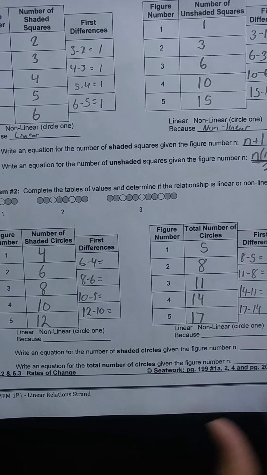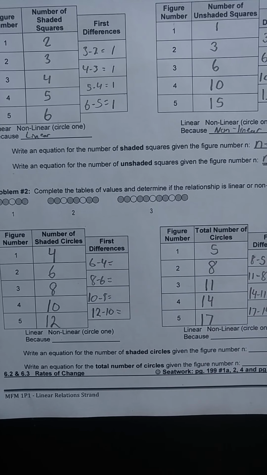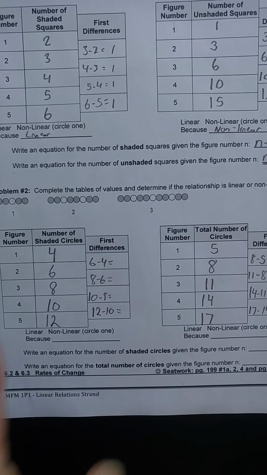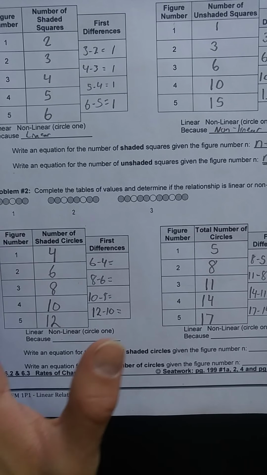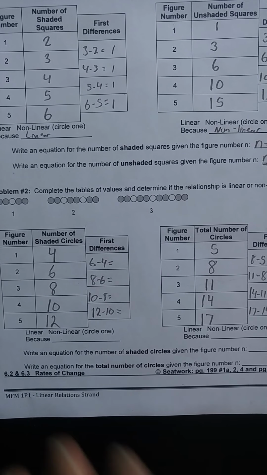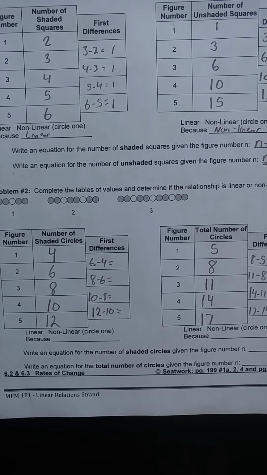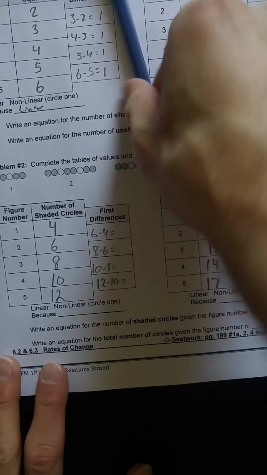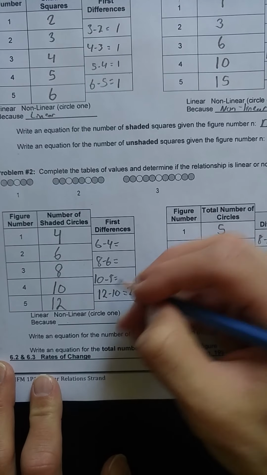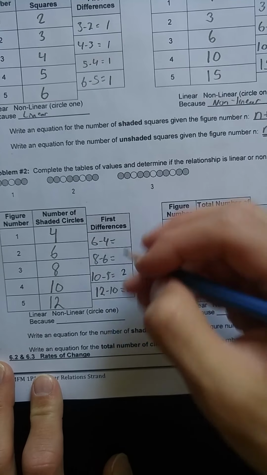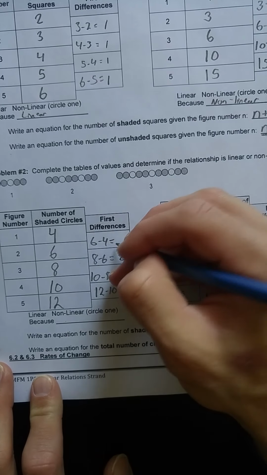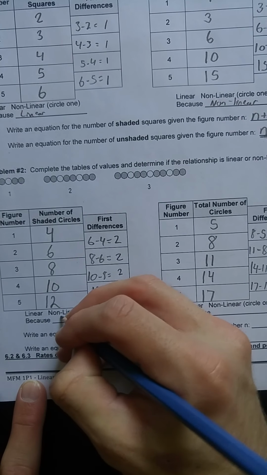Okay, here, our last one, again, I have the charts filled out already. Number of shaded circles, you just have to count, right? First one is 4, next one is 6, next one is 8. We can see it's following a pattern, so we can fill in the next 2 easily. First differences, let's see it. We can see 12 minus 10 is 2, 10 minus 8 is 2, so it's 2 for all of them. It's constant, so it's linear.